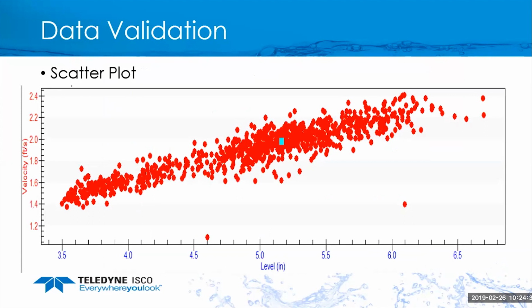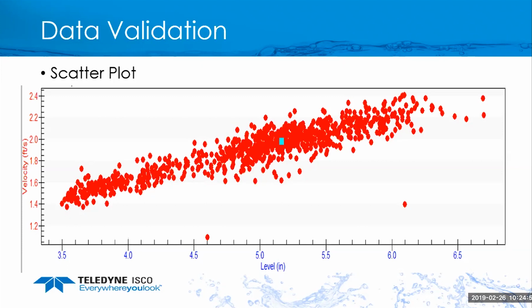Other ways to look at the data is with the scatter plot. And so the scatter plot allows me to look at a lot of data at a snapshot. And so what we're looking for is, if it's a free flow application, you're going to see the level and velocity are both going to increase and decrease at the same time, indicating that it's a free flow. If this was a problem site, it would look more like a shotgun pattern. We'd have levels and velocities all over the place.